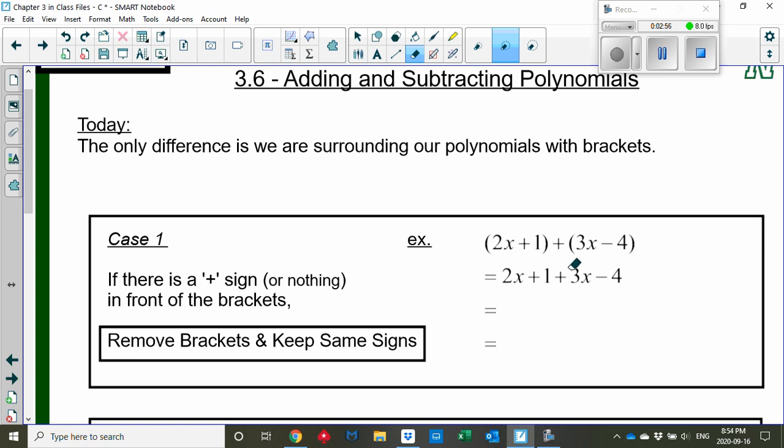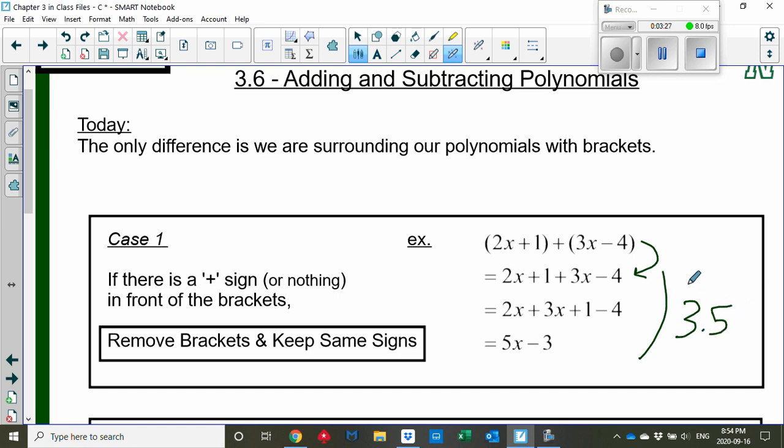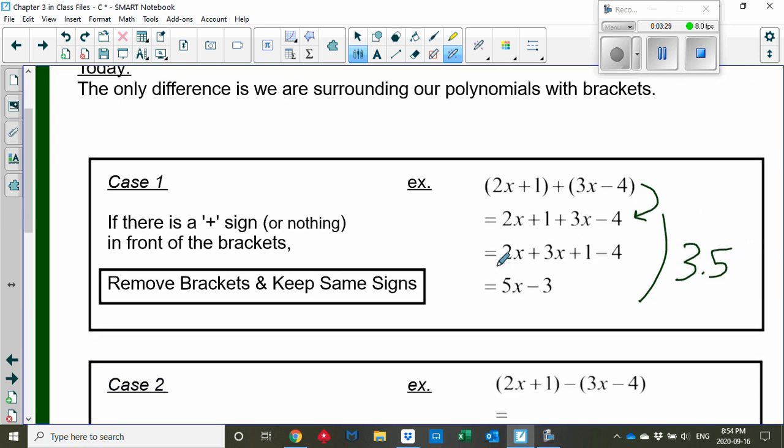But now we're back to 3.5 where we collect like terms. So I start with my 2x, I move my plus 3x after, I take this sign with it, then I move my plus 1, then I have my subtract 4, and I'm just collecting like terms. 2 plus 3 is 5, and 1 take away 4 is negative 3. So the only new step today is to go from here to here. This rest right here is just section 3.5. So that's the first case, a plus sign or nothing out front.